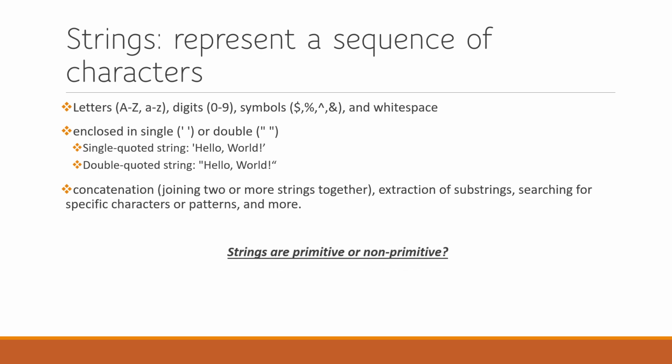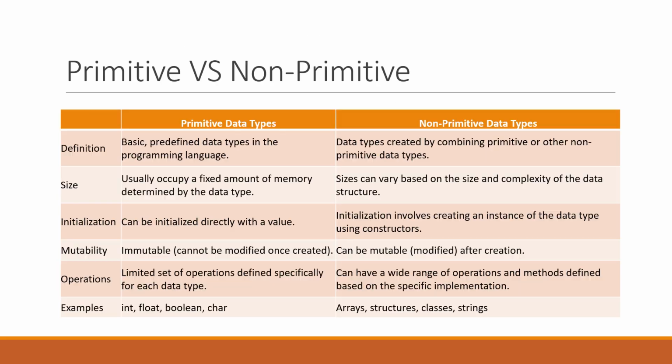So we have to see whether strings are primitive or non-primitive. Before we dig into that, let me show you some of the differences between primitive and non-primitive data types. Here I have extracted some of the basic differences between them, and you can see that there are differences on the basis of size, initialization, mutability, and operations, and I have also put in some examples.